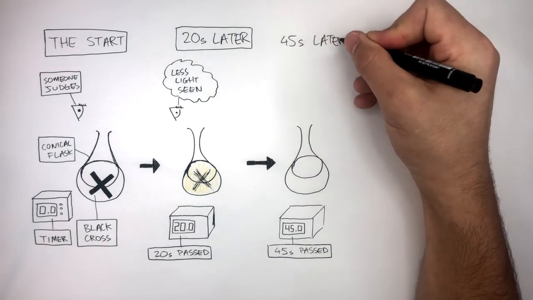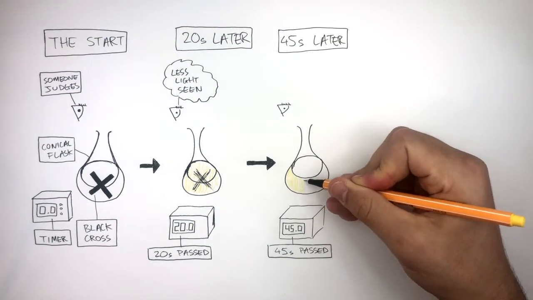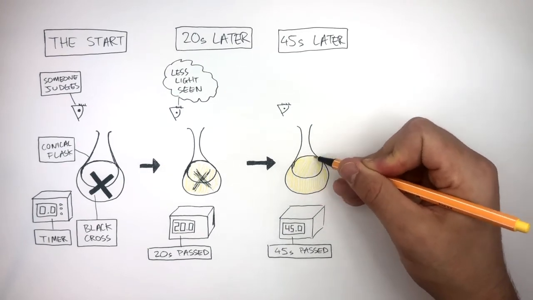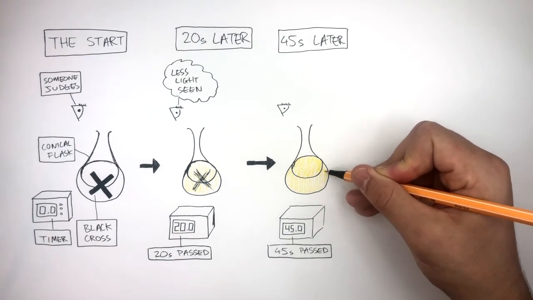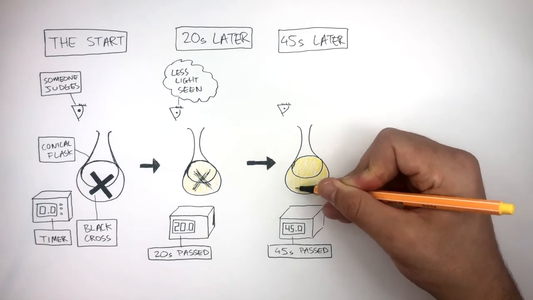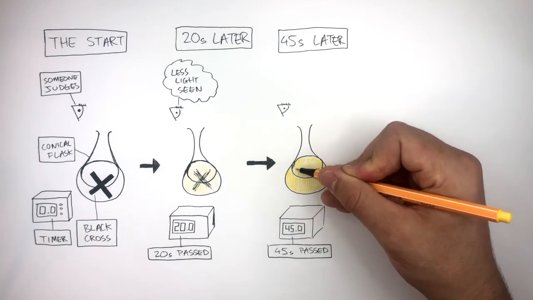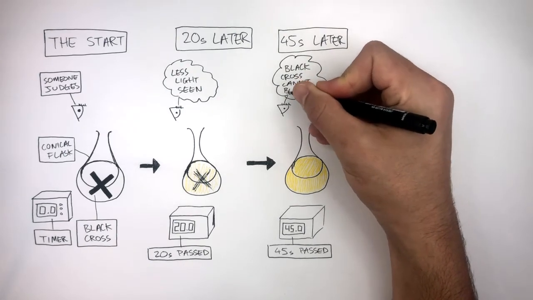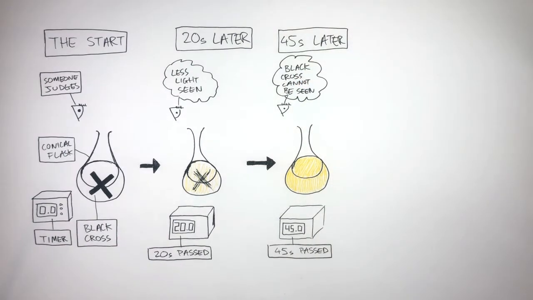45 seconds later, the person can see so much precipitate is formed that the black cross can no longer be seen. The light is not able to be transmitted through the solution due to the precipitate. The person makes a note, black cross can no longer be seen at 45 seconds.